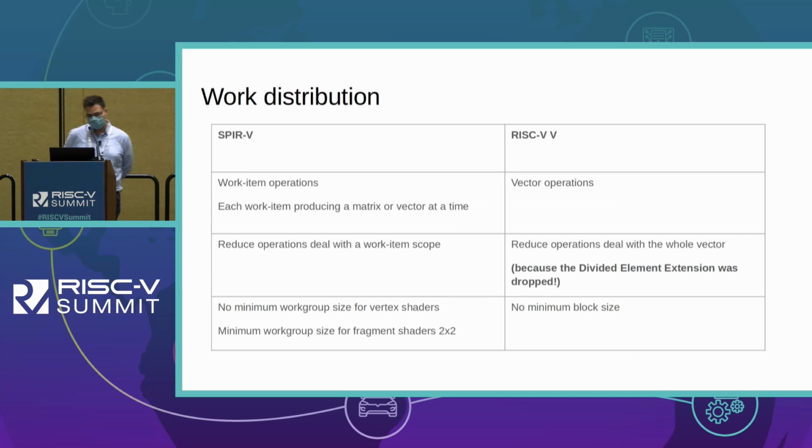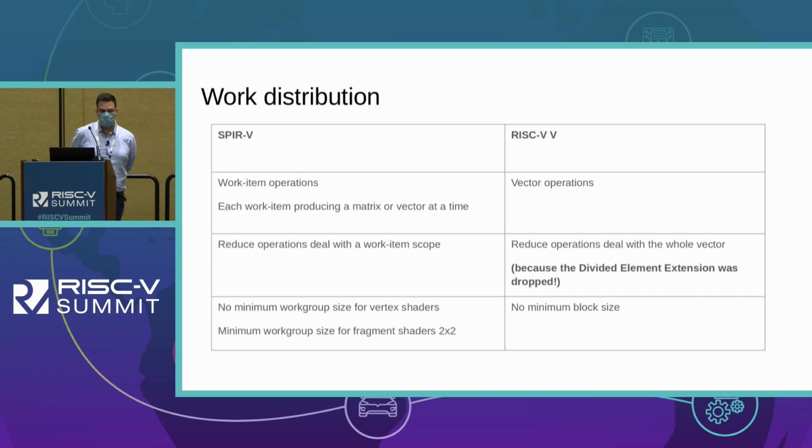Well, there is also something that is radically different between SPIR-V and RISC-V V, and that is the way that work is distributed across execution units. So in SPIR-V, there is this concept of work items. A work item is basically a compute task that produces one vector or a matrix at a time. And in RISC-V V, the concept is a bit simpler. Basically, you have vectors and you produce one vector element at a time.